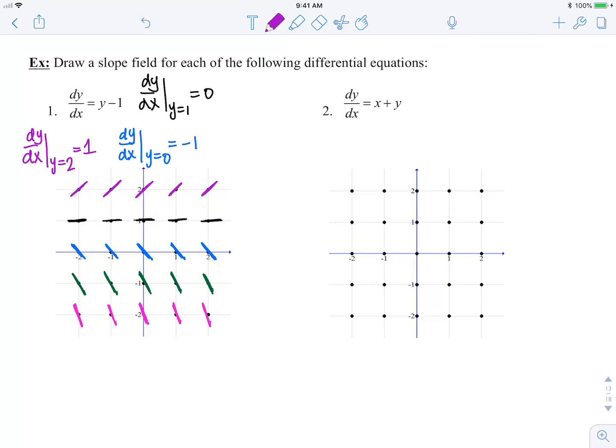I'm going to use a little bit of that, but as well as recognizing that my slope equals 0 when x equals negative y. So when x and y are opposites, our slope is 0. So that's at (0, 0), (1, -1), (2, -2), (-1, 1), and (-2, 2). So I've got my 0 slopes in.